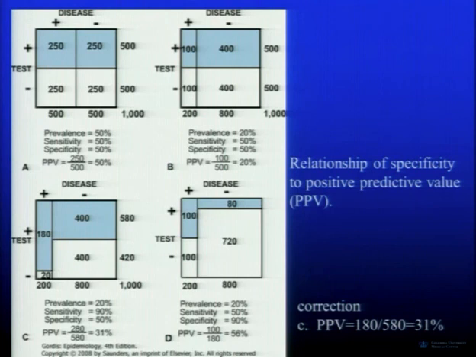You should have an understanding of the relationship between specificity and positive predictive value. The general idea here is that as you decrease the prevalence from 50 to 20% here, you decreased your positive predictive value as well. And that is why we try to screen people that are higher risk, because then we're getting a higher prevalence. We're forcing a higher prevalence by making these people at higher risk.